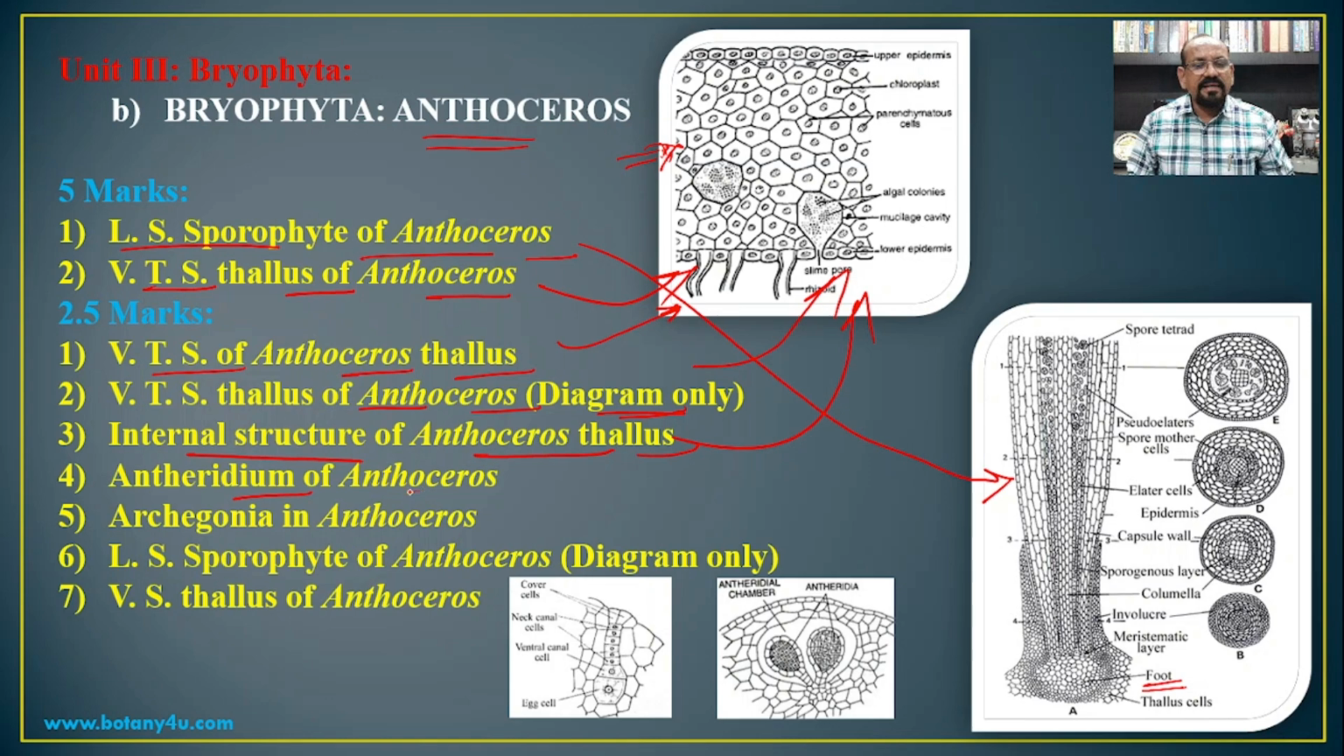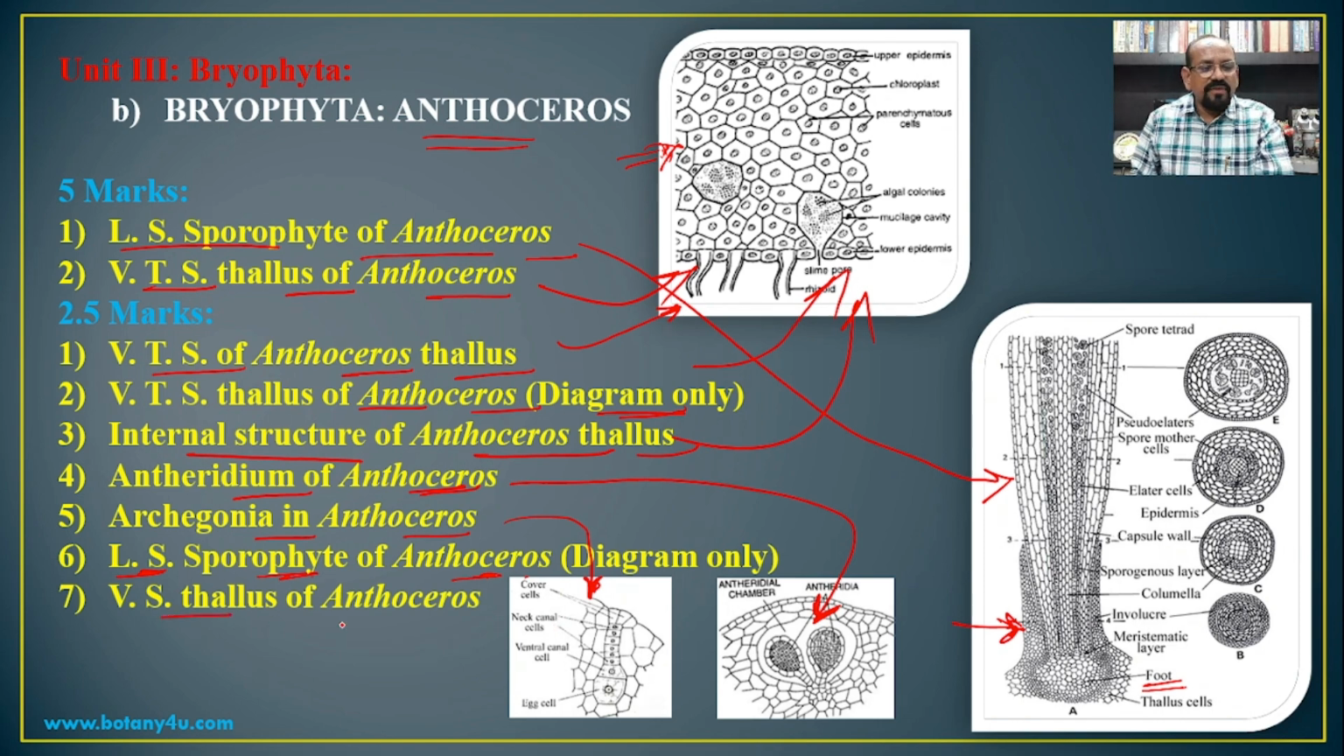Then antheridium of Anthoceros. If you see this structure of the thallus developing the antheridium, very commonly two antheridia, or a pair of antheridia, are formed in an antheridial chamber inside the thallus. Then archegonia in Anthoceros. So this is an archegonium of the Anthoceros. Then TS sporophyte of Anthoceros. So here's LS sporophyte of Anthoceros. So this will be the diagram that we have to provide in this type of question.